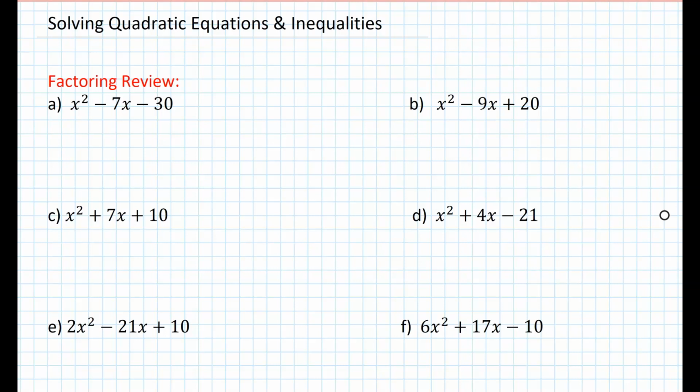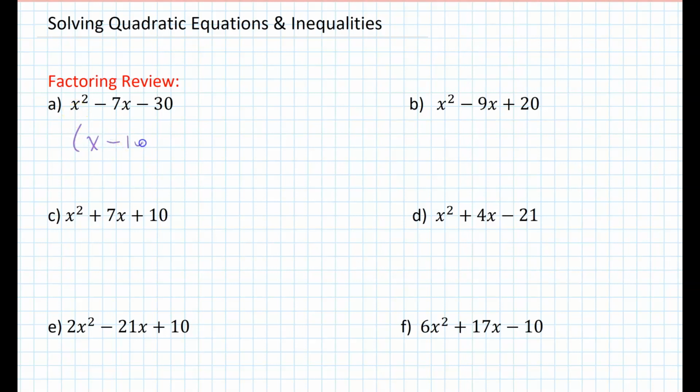Okay. So I'm hearing lots of conversations. How many of you remember factoring really well? Okay, well, let's look at the first one. What did you guys get for the first one?